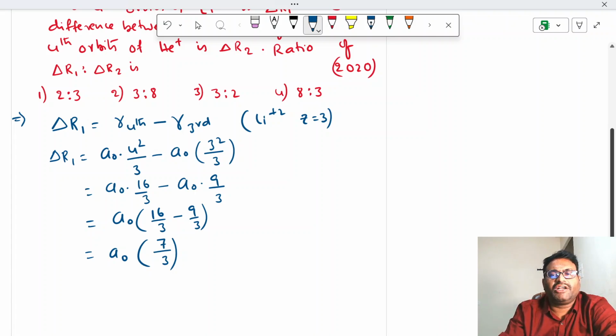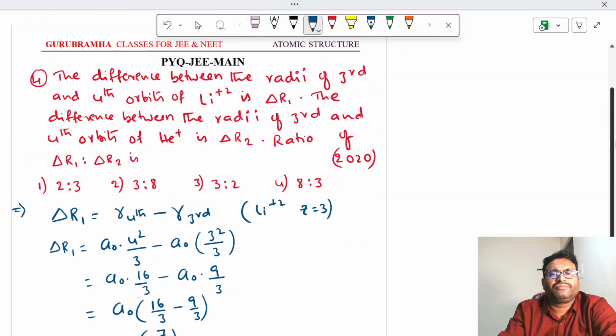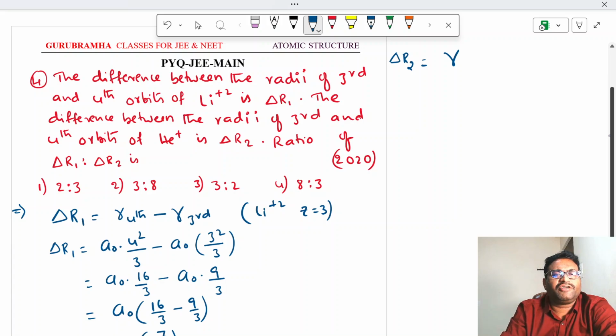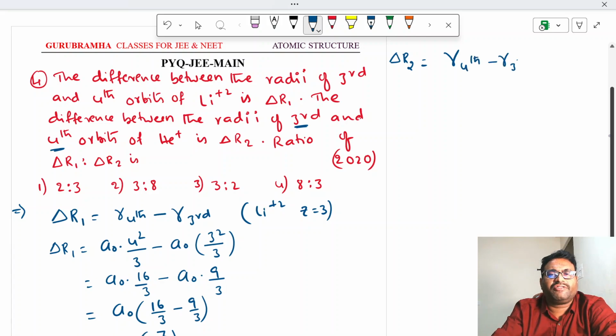Then what will be delta R2? Delta R2 is the difference between the radii of the third and fourth orbits, the radius of the fourth orbit minus the radius of the third orbit, of whom? Of He plus. For helium, the atomic number Z is 2, right?